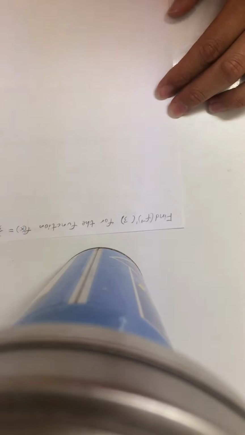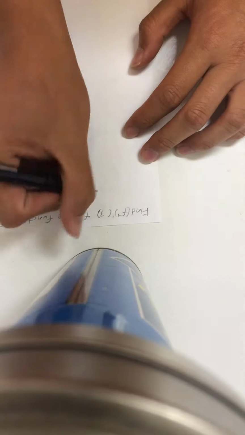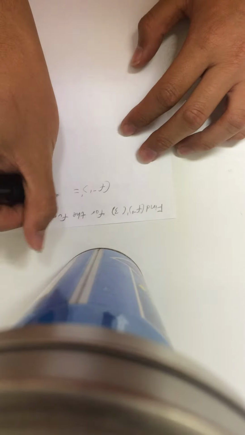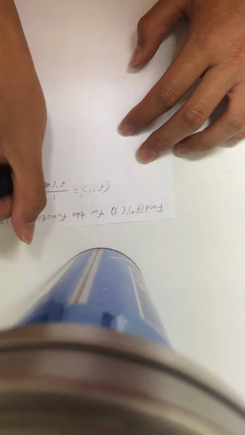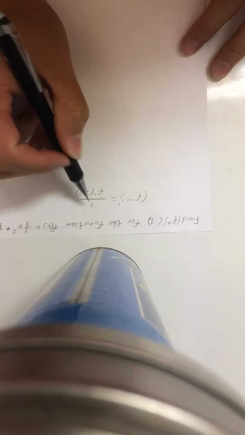So find the f inverse prime of 3 for the function f of x equals 3 over 5 x to the fifth plus 7 over 3 x to the third minus 3. So we know that whenever we are finding the derivative of an inverse, we have the rule that f inverse prime equals 1 over f prime of f inverse. So first step, we have to find the inverse.